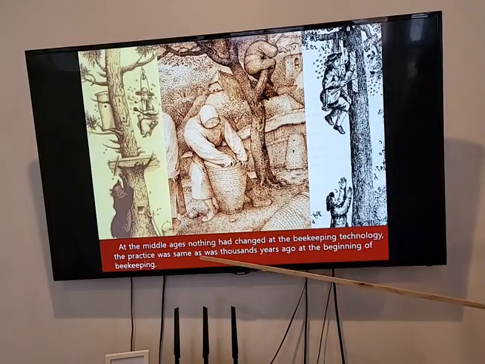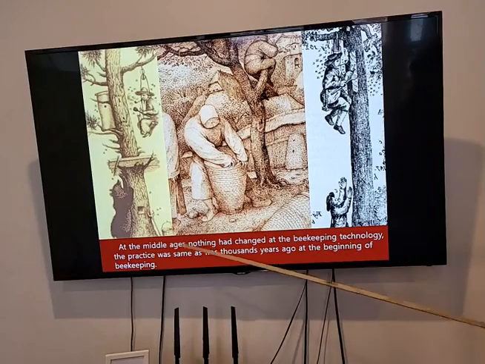In the Middle Ages, nothing had changed in beekeeping technology. The practice was the same as it was thousands of years ago at the beginning of beekeeping. Pretty simple. Okay, let's go to the next.